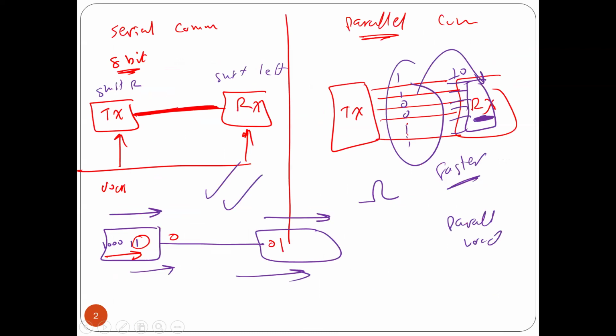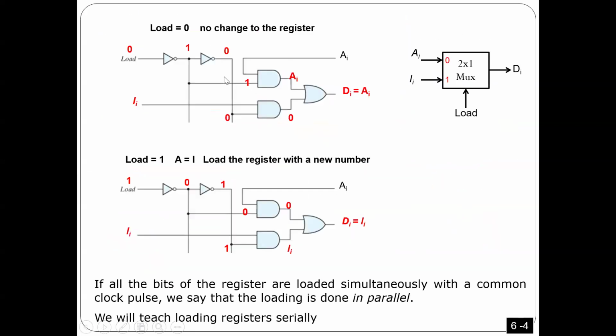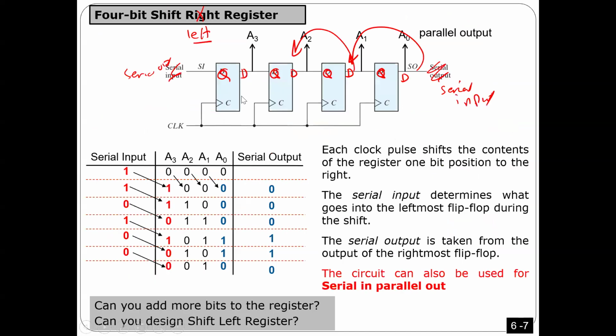Because the data, as I told you, I usually receive either serial or parallel. Sometimes I need to convert from parallel to serial or serial to parallel. Okay, a register can also help me do that. How? I'm going to tell you how.